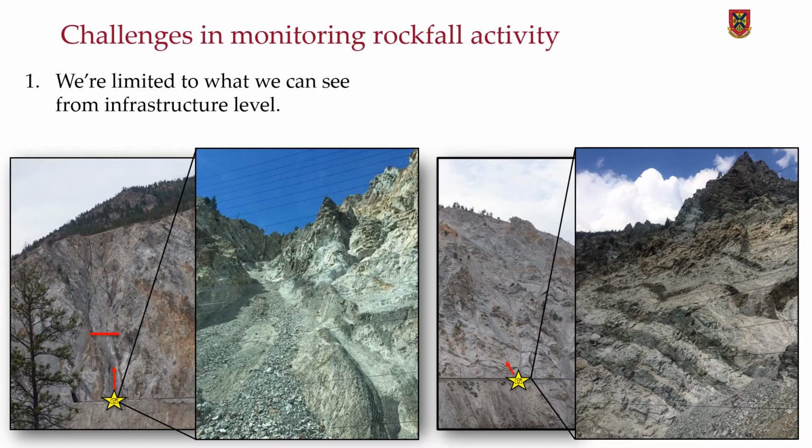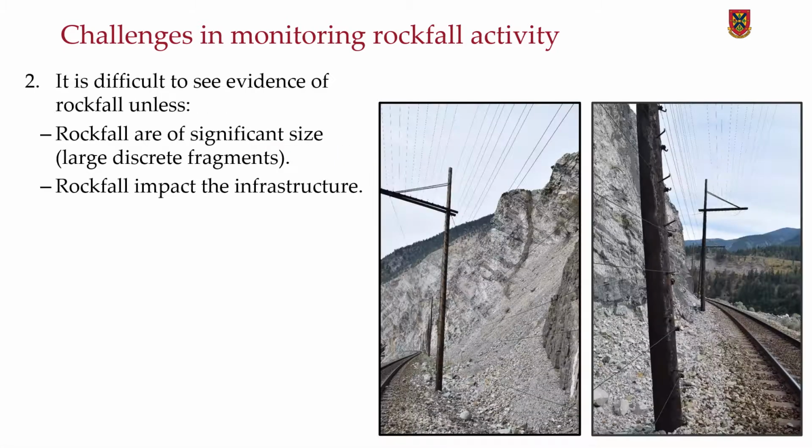Here on the bottom we see two different vantages of the White Canyon, where it may be difficult to see rockfall sourcing areas which may pose threat to the track. Another challenge is that it's difficult to see evidence of rockfall unless rockfall fragments are of a significant size or if the rockfall impacts the infrastructure. On the right hand side here we can see the ditches along the White Canyon, and it may be difficult to pick out which new fragments are a result of newer rockfalls which have previously occurred.